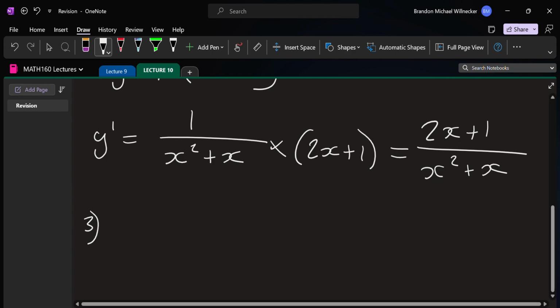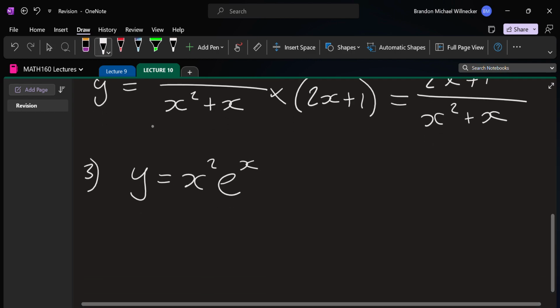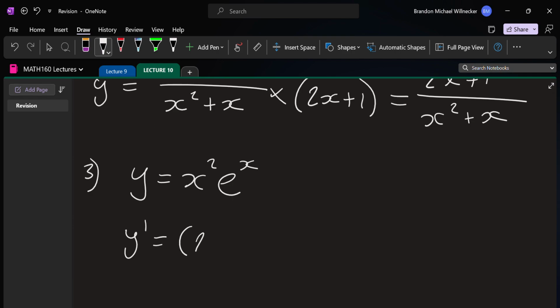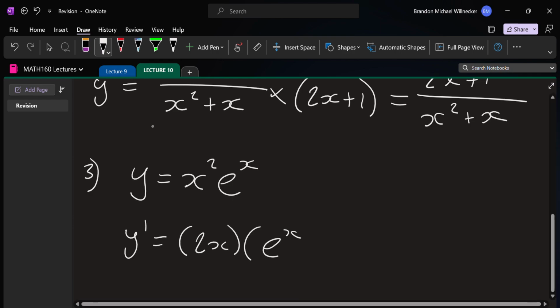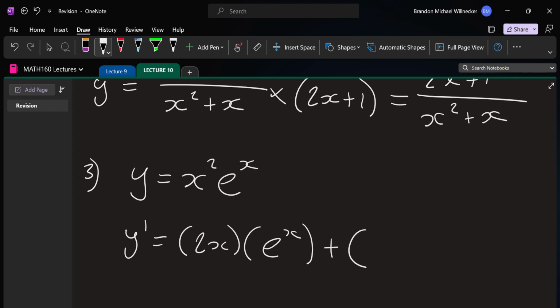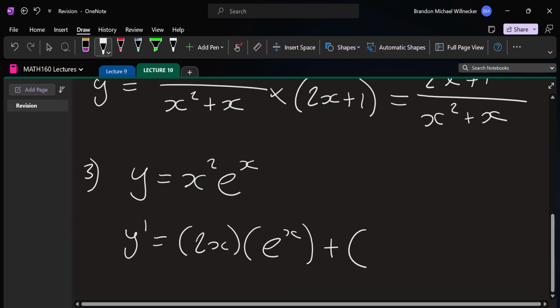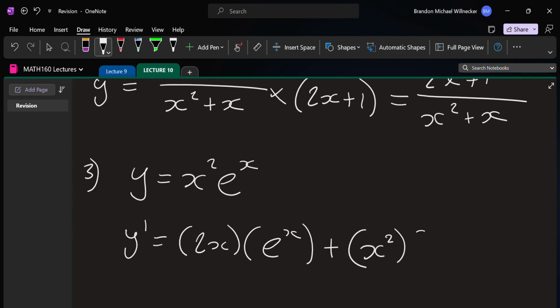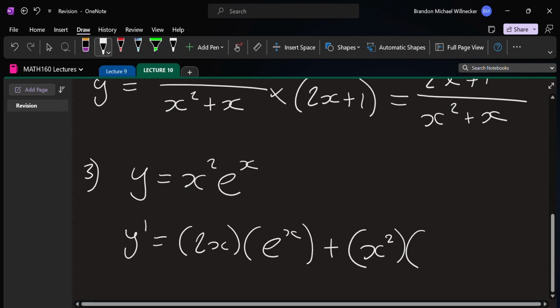Okay, number 3. We have y is equal to x squared e to the x. Okay, so here we don't have any compositions, but we do have a product. We've got one function x squared and another function e to the x, and they're being multiplied. So we need to use the product rule. So we differentiate the first one and leave the second alone. So the derivative of x squared, that will be 2x, and the other one we leave alone. Plus. Now we leave the first one alone and differentiate the second. So that's going to be x squared for the first one. The derivative of the second, that's just e to the x.